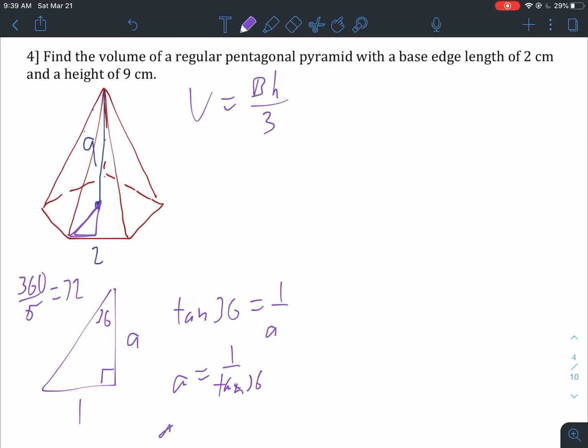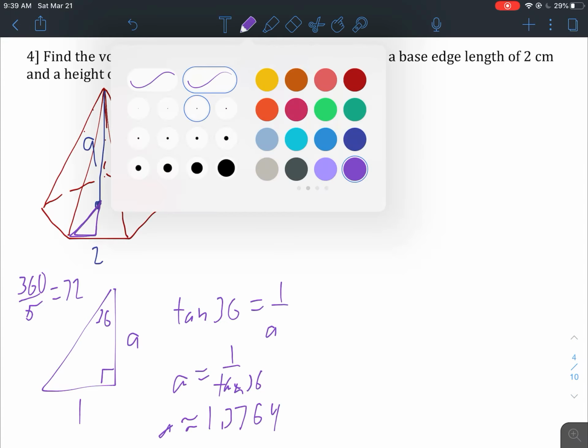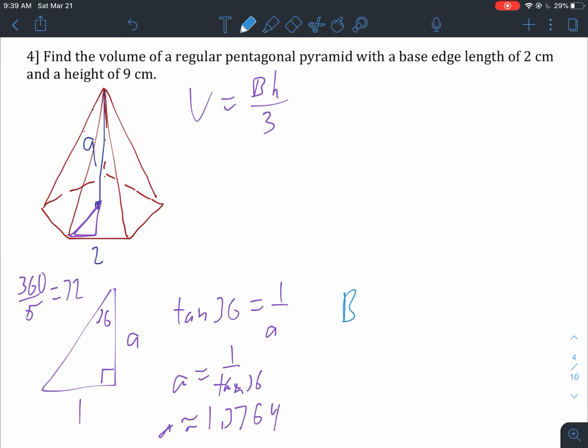And that gives us our apothem is approximately 1.3764. So to get the area of our base, it's just apothem times perimeter. Perimeter is just 2 times 5 over 2. Remember, the base edge length was 2 and there's 5 sides. So our area of the base is about 6.8819.